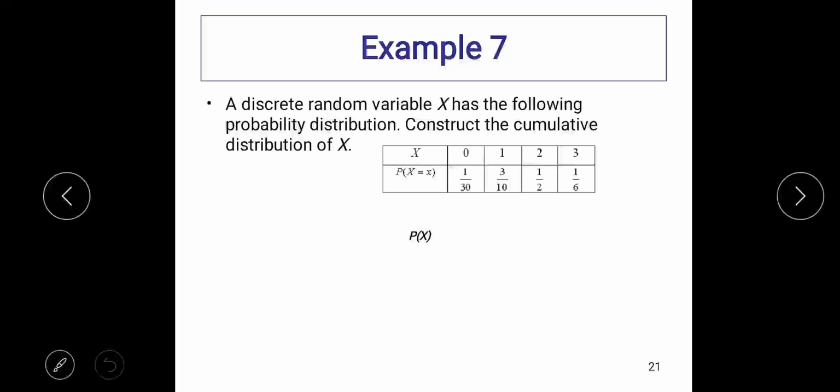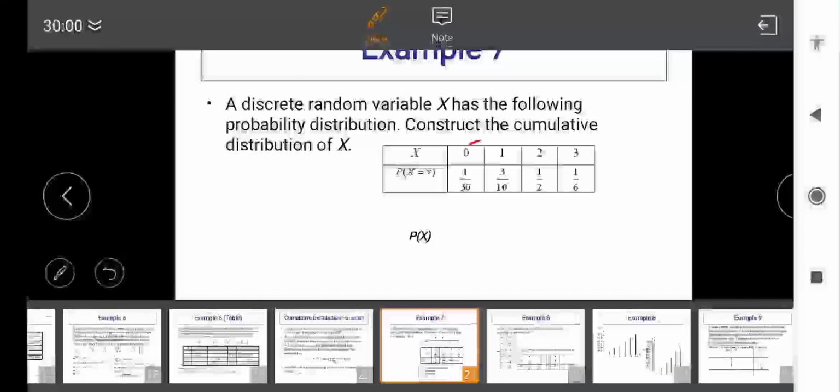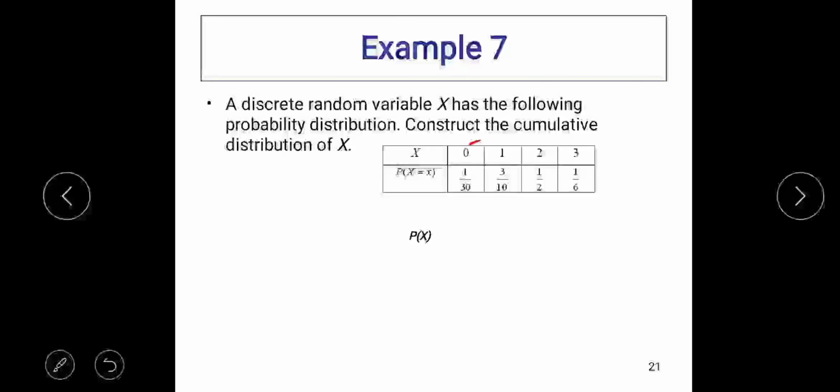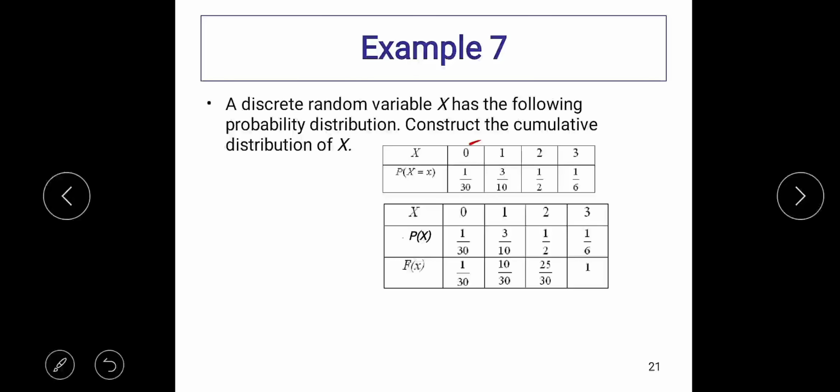Okay, let's take a look at example 7. Now you're given here the probability distribution. You have x from 0 until 3, and then you have the probability when x is 0, 1, 2 and 3, and you want to find the cumulative distribution. So what you do is you take back your x, and also you take back the probability for each of the x, and finally for the cumulative distribution function, this is where you have to sum up all the probabilities.